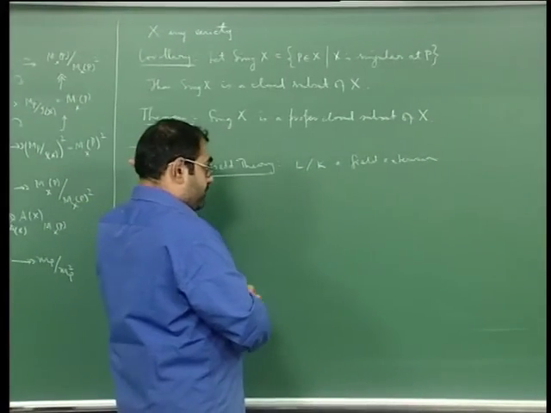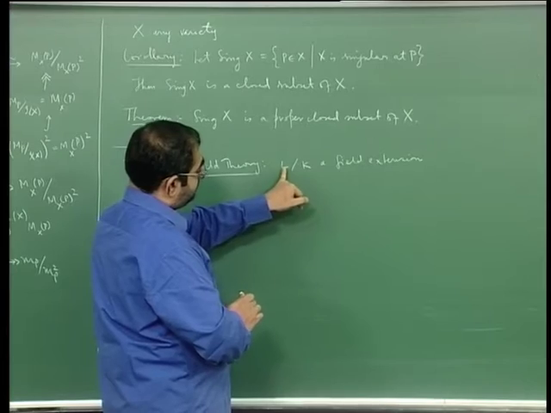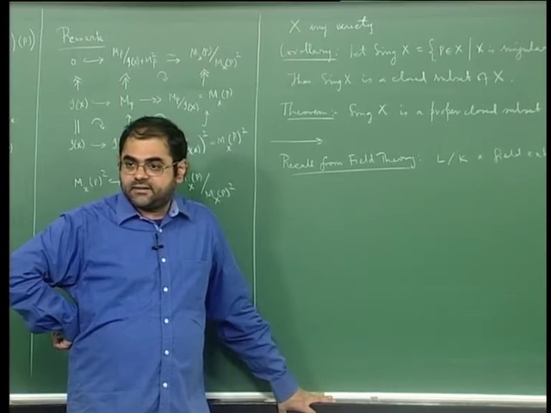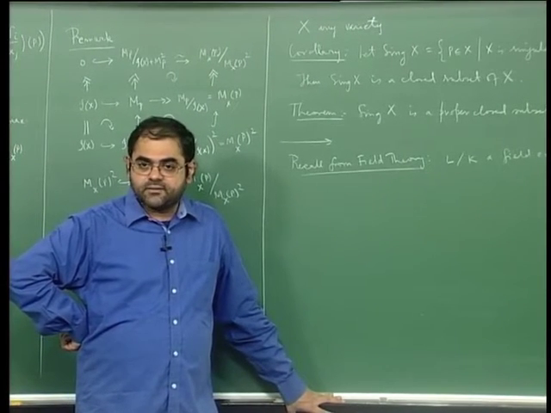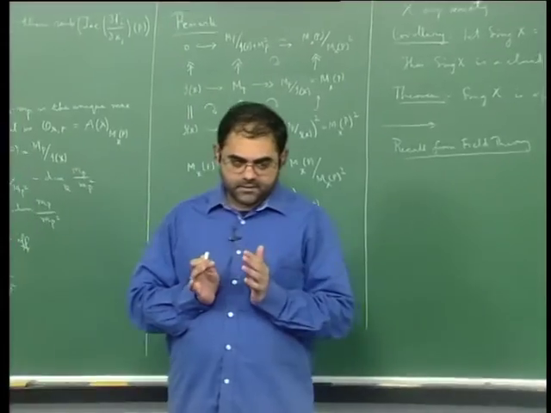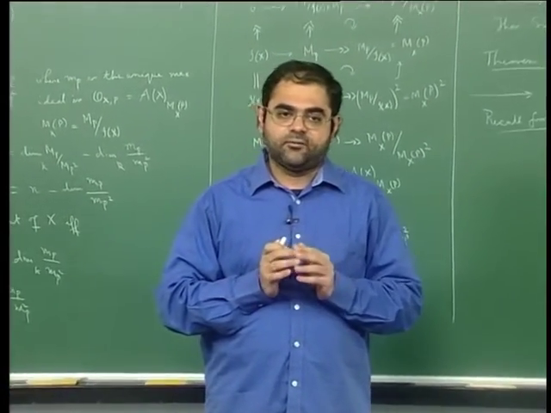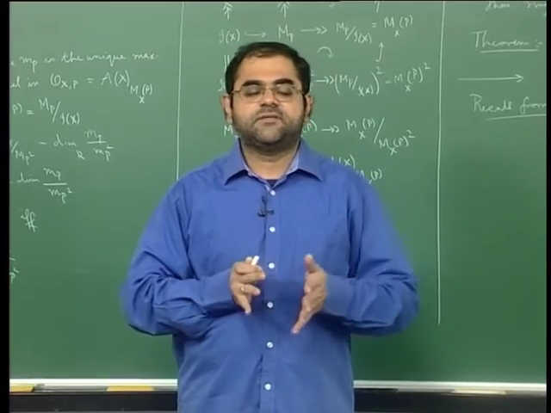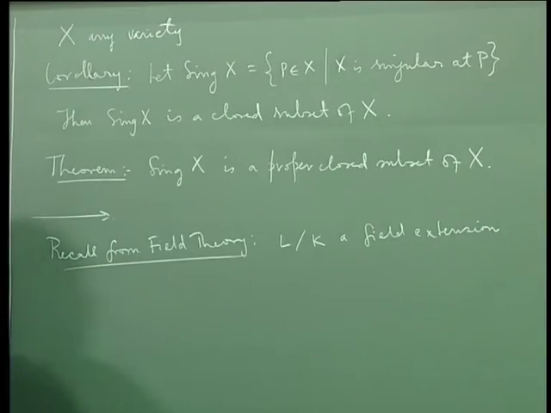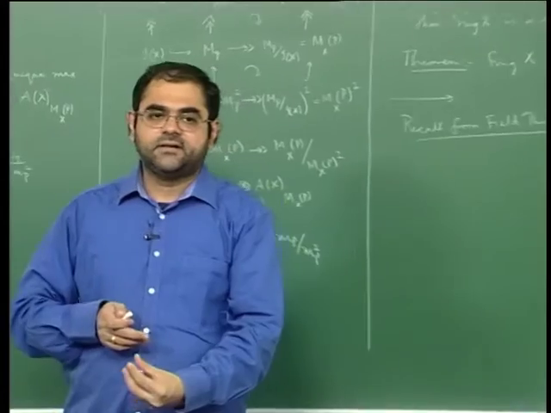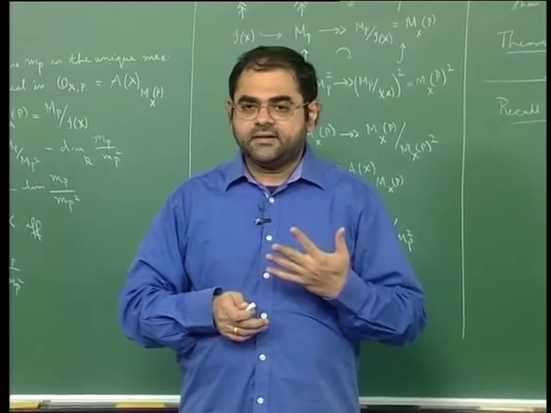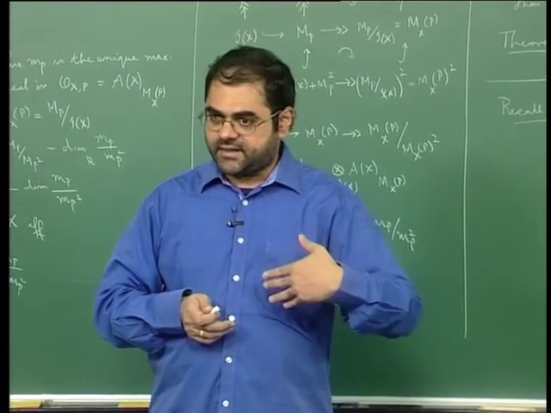Now if L over K is not algebraic, then it has transcendental elements, elements which are non-algebraic. And then given a set of transcendental elements, you can define when that set is algebraically independent over K. This is analogous to the definition of linear independence over K. A set of elements of a vector space is said to be linearly independent if no finite subset of that set satisfies a non-trivial linear relation with coefficients in K.